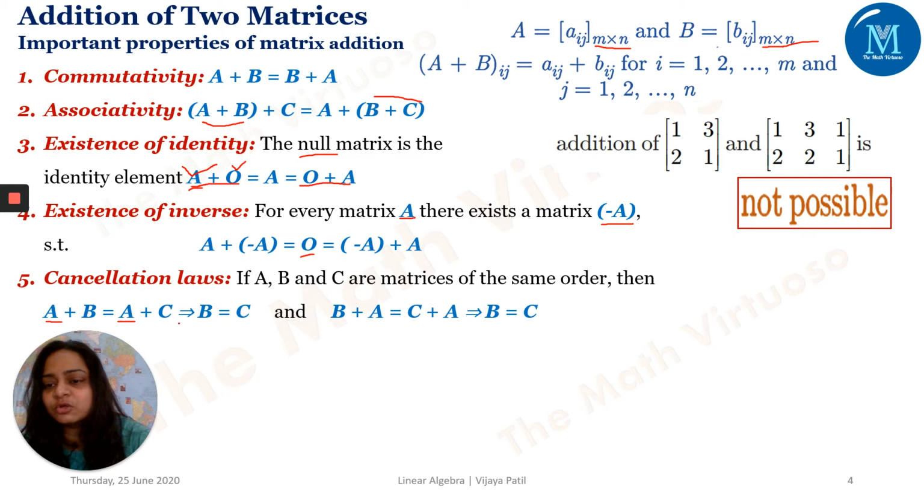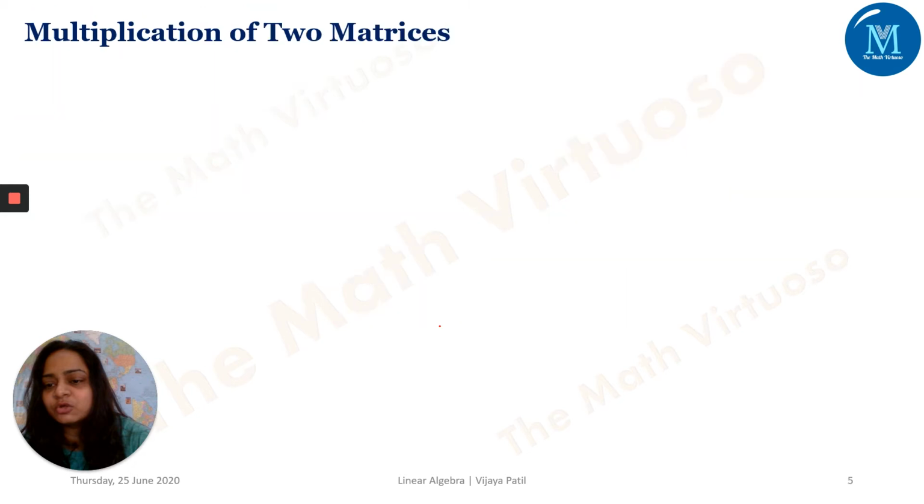Therefore b and c, they are equal. Therefore b equals c. And this is nothing but b plus a equals c plus a, which gives b equals c. So similarly here also we can cancel out this capital E out of it.